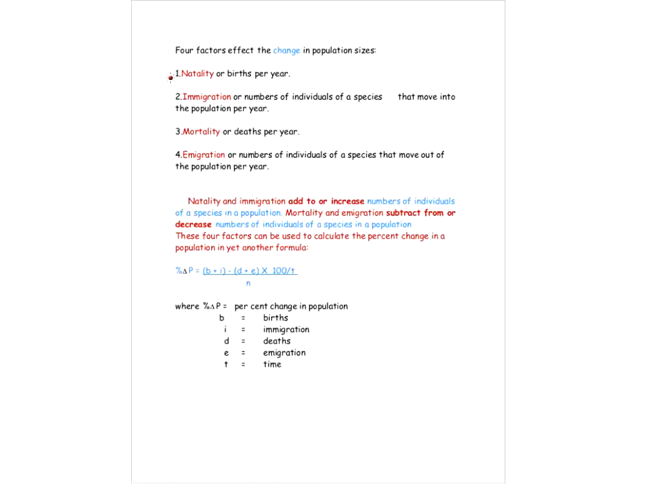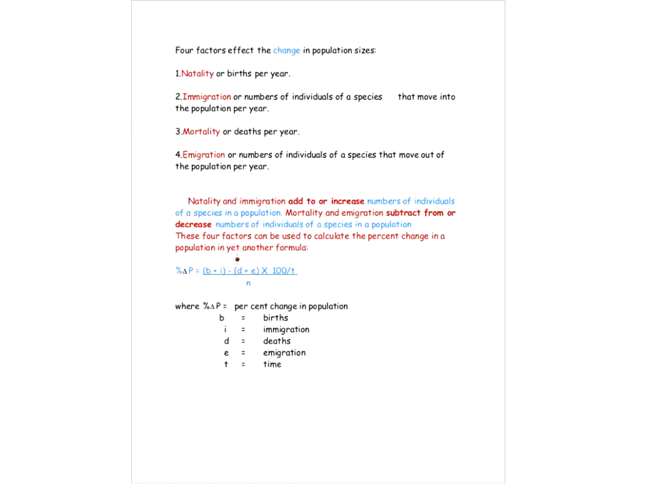All right, next screen, we're talking about 4 different factors that affect the change in population sizes. We can have natality, which is another word for births, and immigration, so people are coming in and joining our group. We can have mortality, which is another word for deaths, and emigration, which is another name for individuals leaving the population. Both natality and immigration add to or increase the number of individuals of the species, and both mortality and emigration subtract from or decrease the number of individuals.